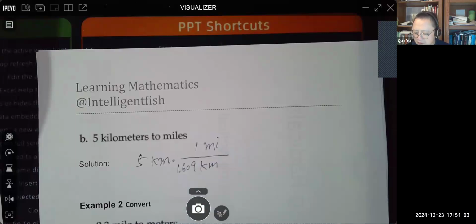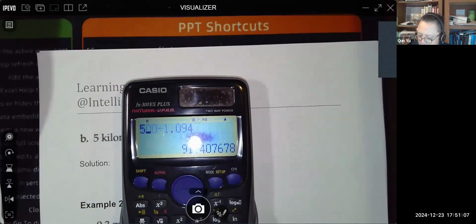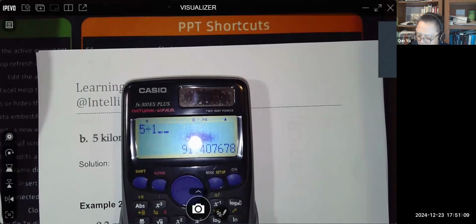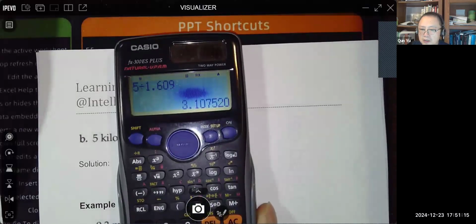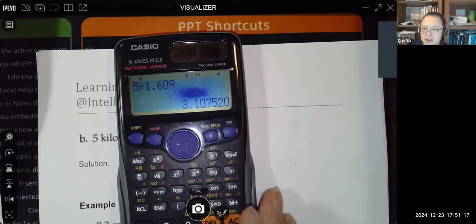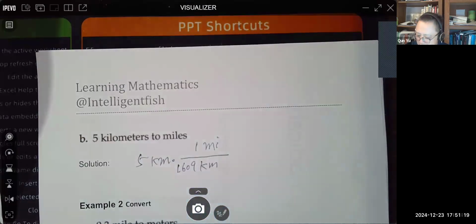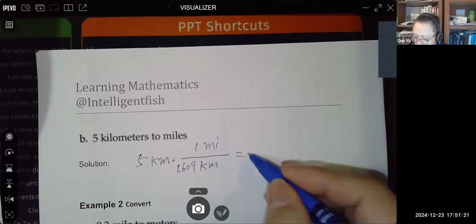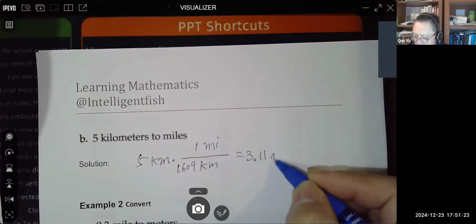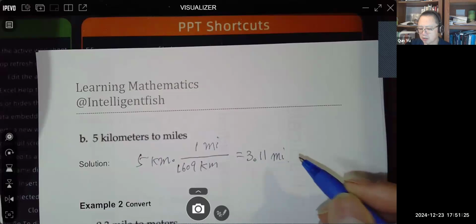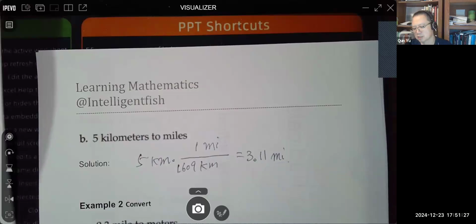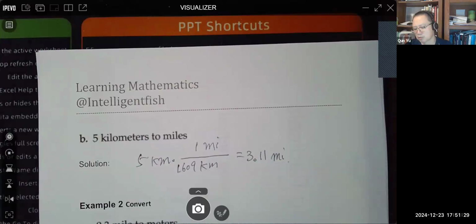Now I just use 5 divided by that number. So 5 divided by 1.609 equals 3. Let's take two decimal digits, 3.11. So we get 3.11 miles. In real life, when you do your homework, you should always look for the requirement for the rounding part.